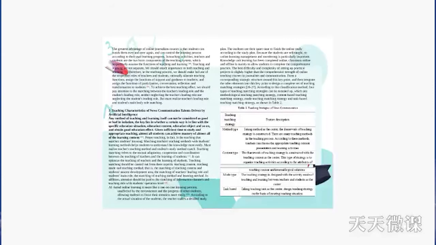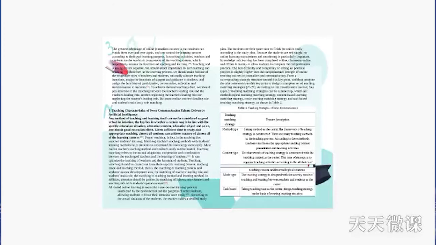Given sufficient time to study and appropriate teaching, almost all students can achieve mastery of almost all of the learning content. Proper teaching, in fact, is teaching that matches students' learning. Matching teachers' teaching methods with students' learning methods helps students to understand the knowledge most easily. We must realize the matching of the teacher's teaching method and the student's study method. Teaching matching refers to the mutual adaptation, cooperation and coordination between the teaching of teachers and the learning of students. It can optimize the teaching of teachers and the learning of students.